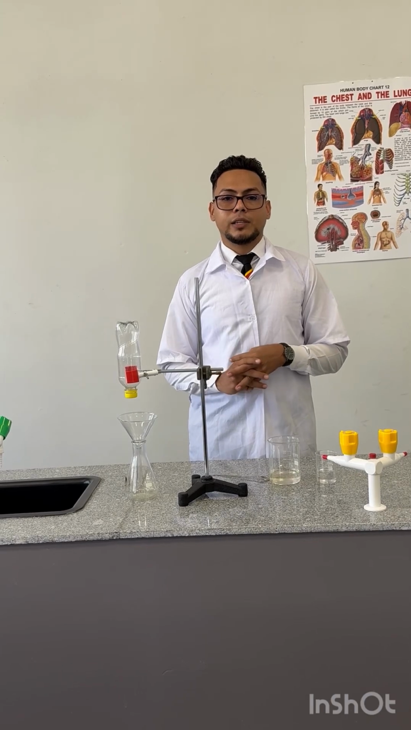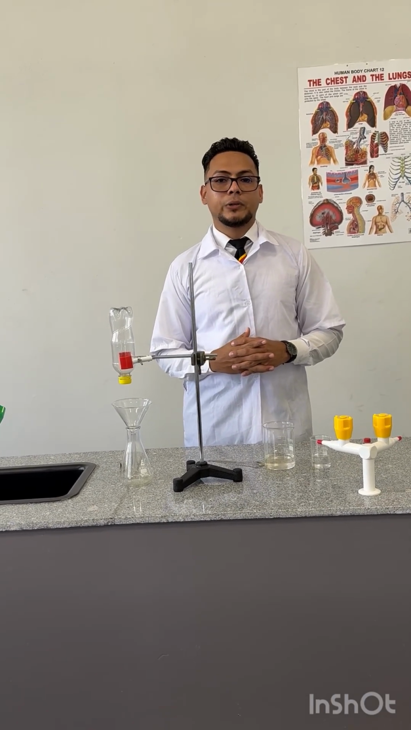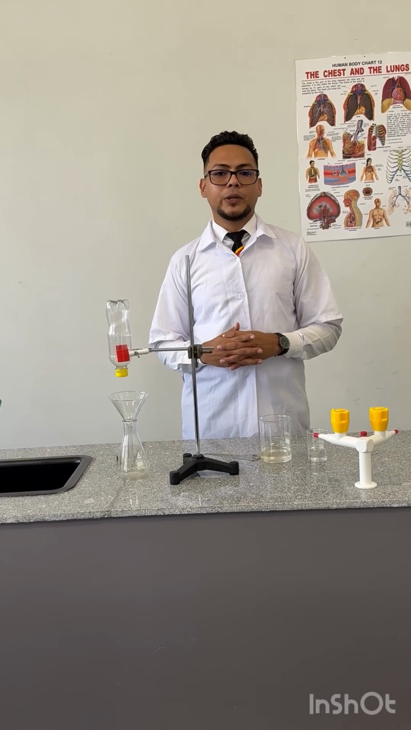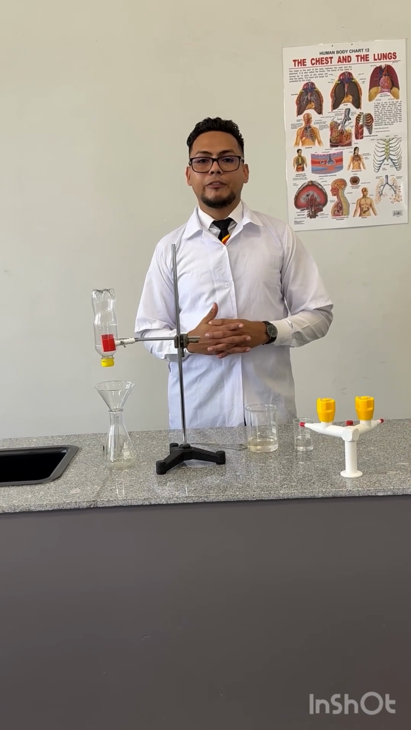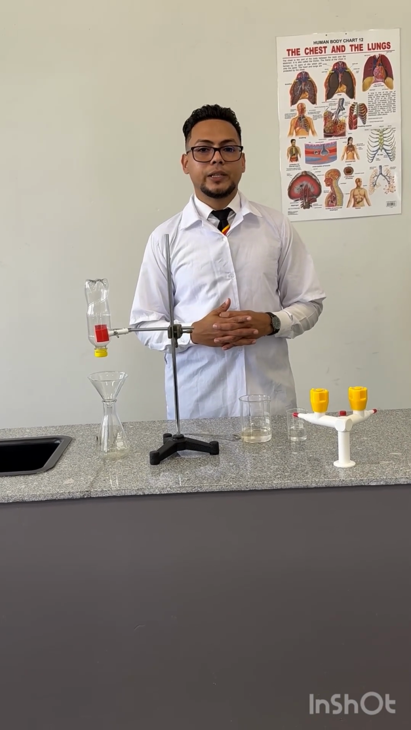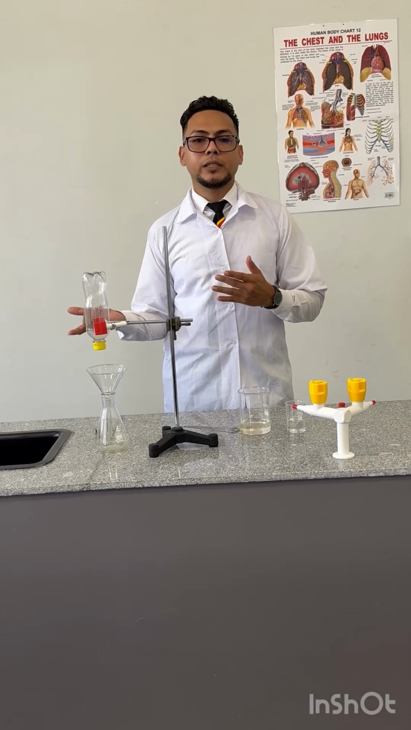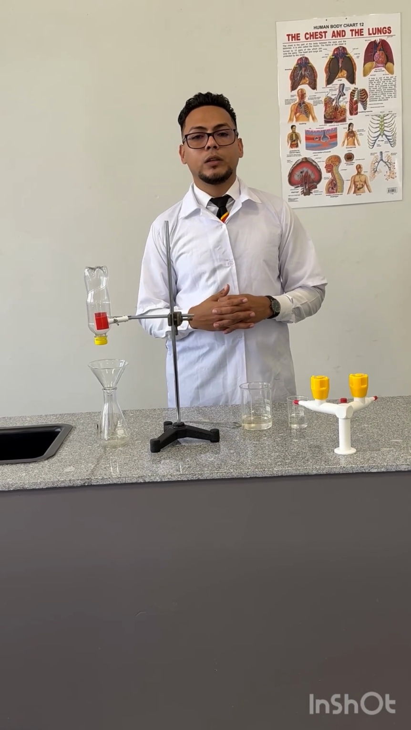We have crystallization, which is a method of separating a solid from its solution by allowing it to form crystals as the solvent evaporates. For example, obtaining salt from saltwater. We have the separating funnel, which is a technique used to separate immiscible liquids. Immiscible liquids are liquids that do not mix, and they separate based on their densities. For example, separating oil from water.